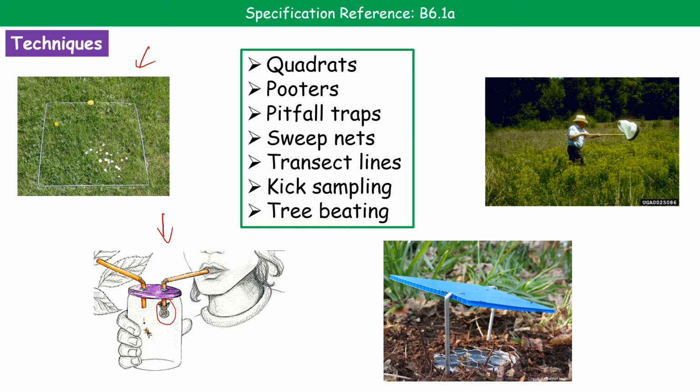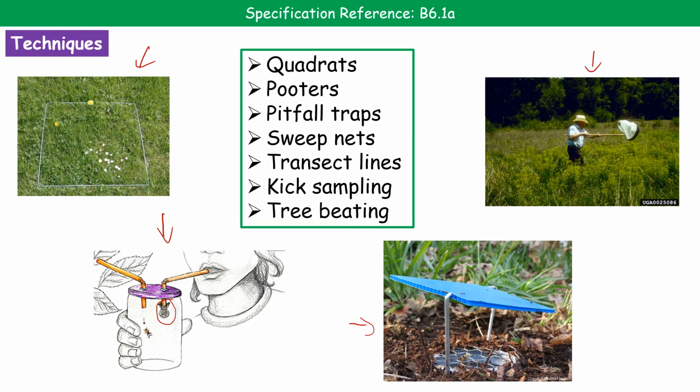Third one, pitfall traps, that's this one here. We dig a little hole, stick a jar in it, and then we cover it with a little roof so it doesn't fill with water and drown the poor little creatures. This is what we're going to use to catch little ground crawlers. So beetles, for example, will be wandering along, fall down into our little pitfall trap and be there for us to count the next morning.